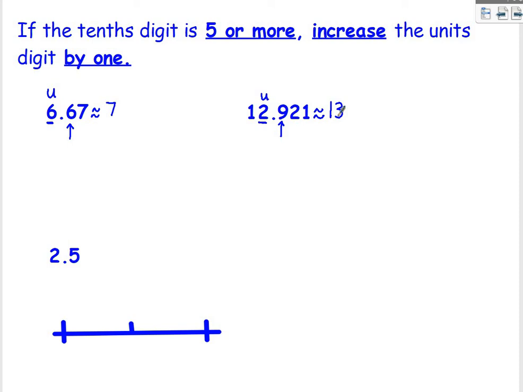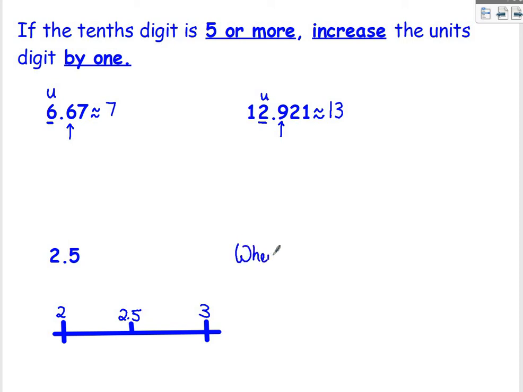Now the next example here is 2.5. Now if we draw that out on a number line, 2 and 3, 2.5 is exactly halfway in between. So you might say that it's equally close to 2 as it is to 3. You're correct there. However, there's a convention, and what we have to do, whenever you are halfway in between two values, as we are here, you have to round up. So let's make a little note of that here.